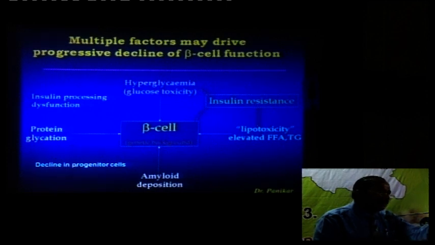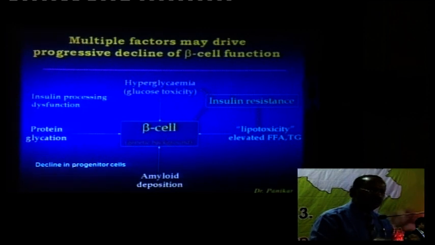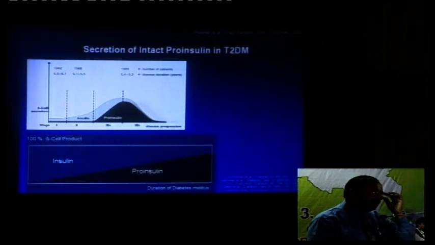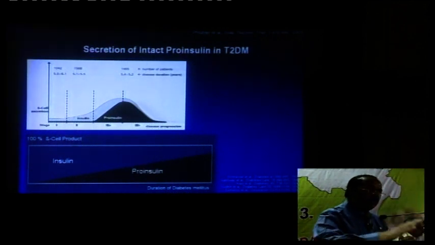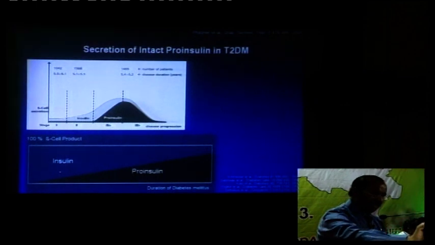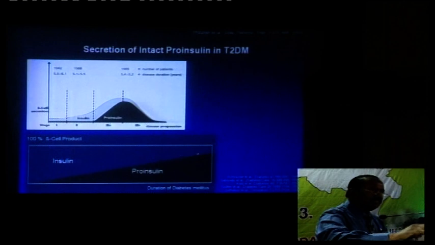which can generate beta cell formation. So there's a decline in progenitor cell and there's an amyloid deposition. Let us look at the proinsulin. If you look at this slide, the lower part of the slide, it shows the insulin level and the proinsulin level, and as the duration of diabetes increases, you find there is a steady increase in proinsulin level.